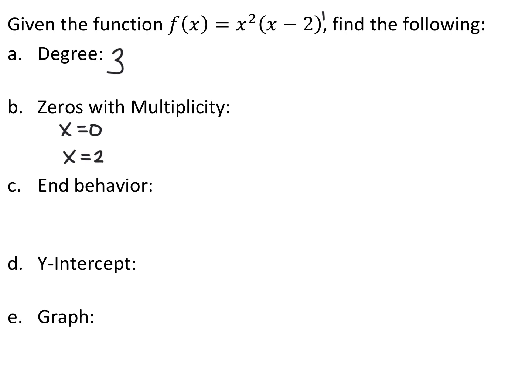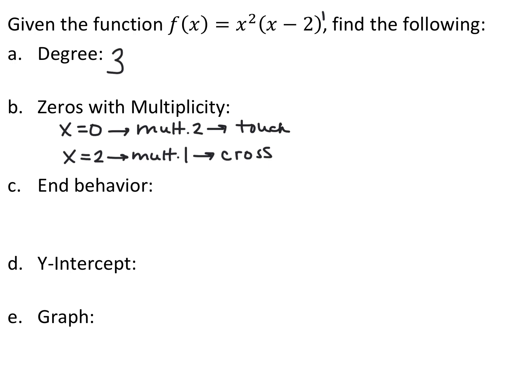And then the multiplicity is the power of that specific factor. So our multiplicity on x equals 0 is a multiplicity of 2. And then our multiplicity on x equals 2 is going to be a multiplicity of 1. So then I go back to the little table that we have before. A multiplicity of 2 is even, which means that it will touch at x equals 0. And a multiplicity of 1 is odd, which means it's going to cross.